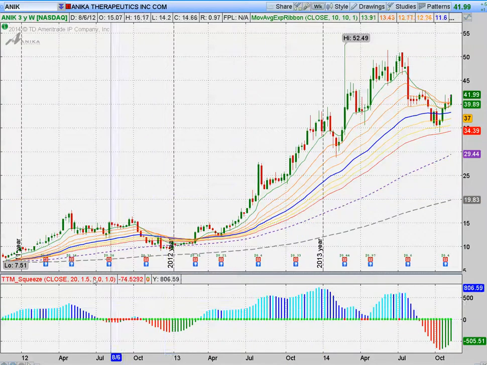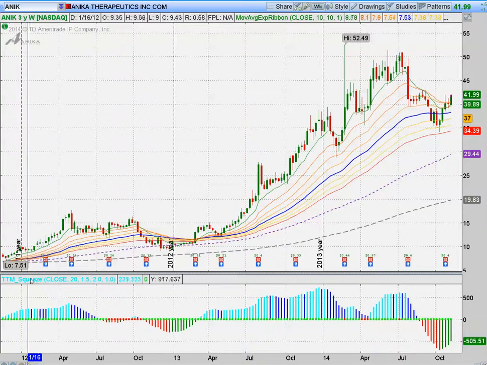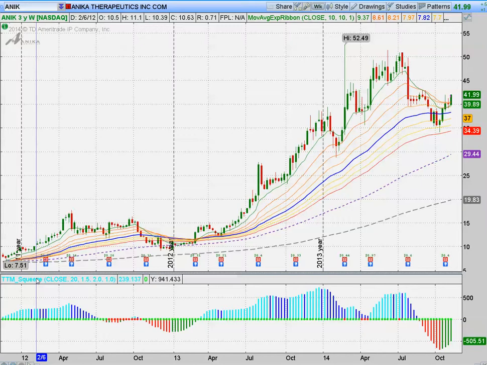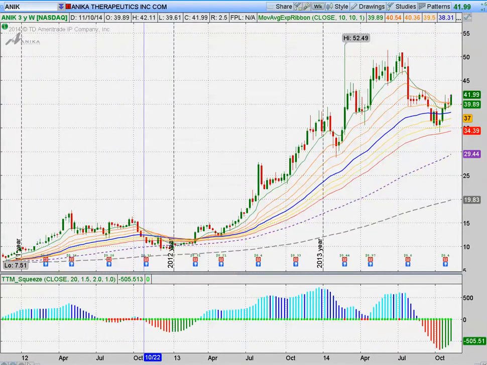Down below we have the TTM squeeze indicator. We're not going to go into any detail today on that. That will be covered by either myself or more probably by our new trader, as you know, my daughter, Cindy Bain, who is trader in training, and she has many other titles too.